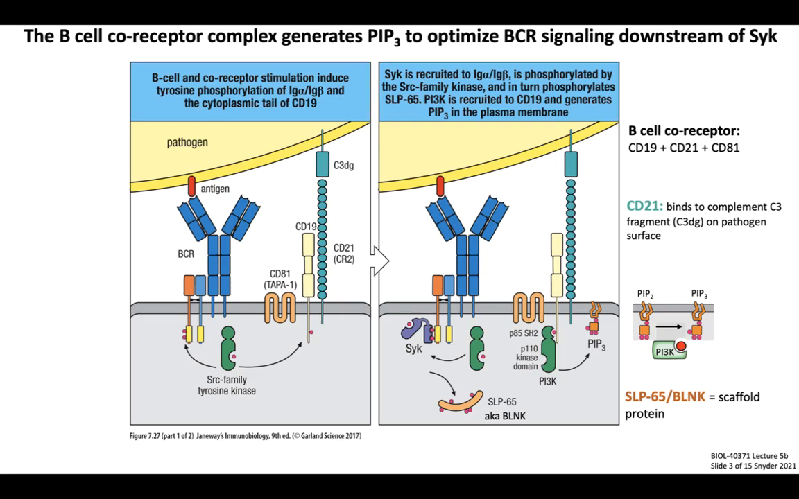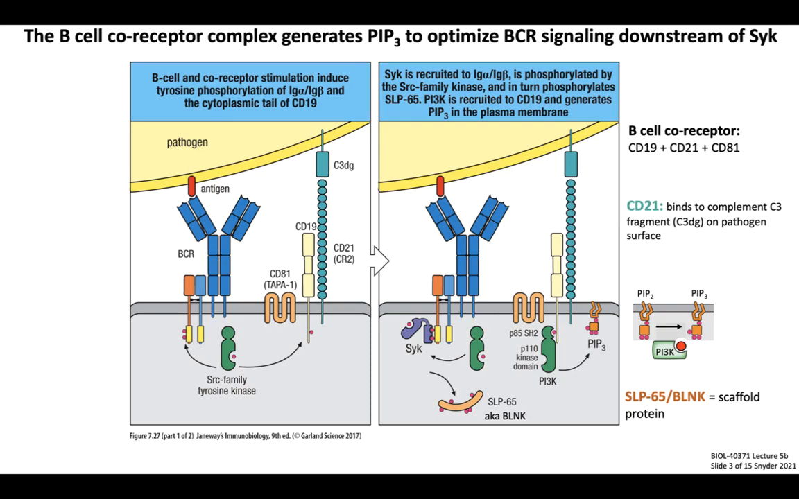Like co-stimulation, B-cell co-receptor signaling greatly amplifies the activation signal that's relayed through the BCR, and it does this following phosphorylation of a tyrosine residue on CD19 by the Src family kinases Fyn, Blk, or Lyn, which in turn recruit PI3 kinase to generate the phospholipid PIP3 at the plasma membrane. B-cell co-receptor signaling produces PIP3 at the same time that the kinase Syk phosphorylates a scaffold protein called SLP65, which is sometimes referred to as BLNK.